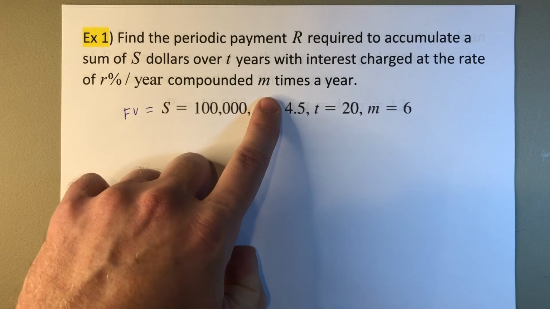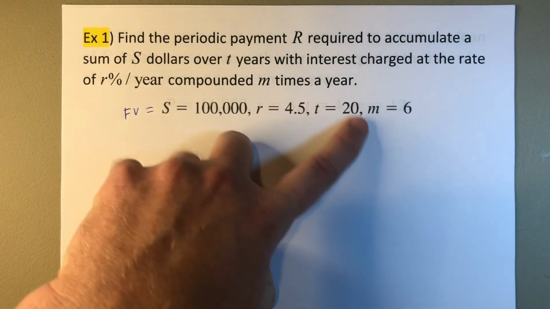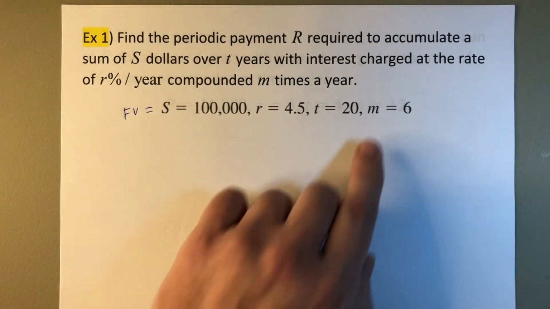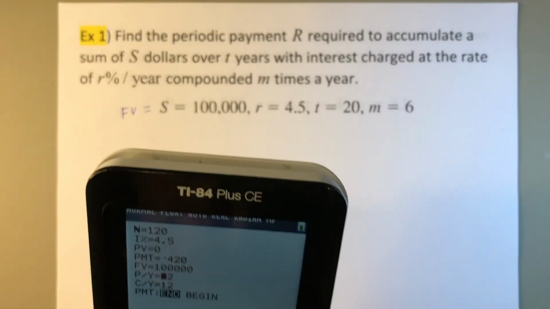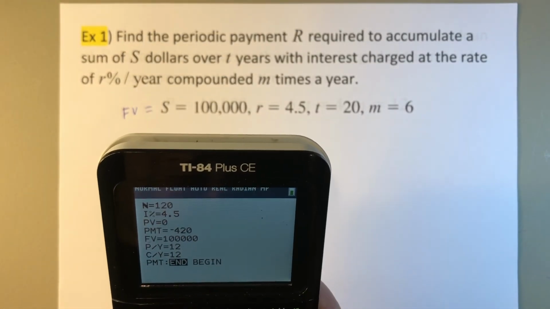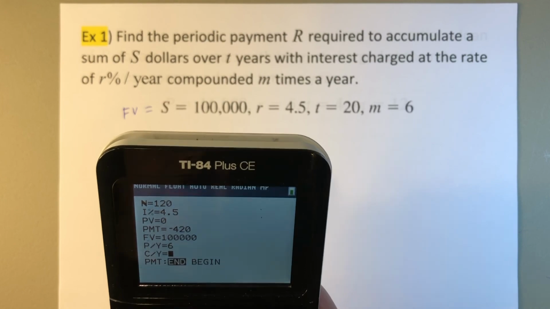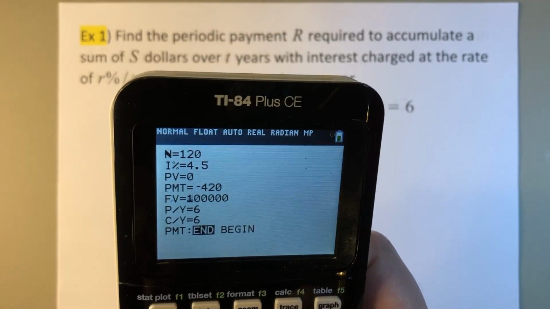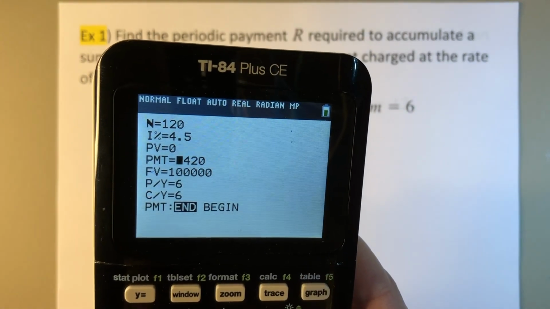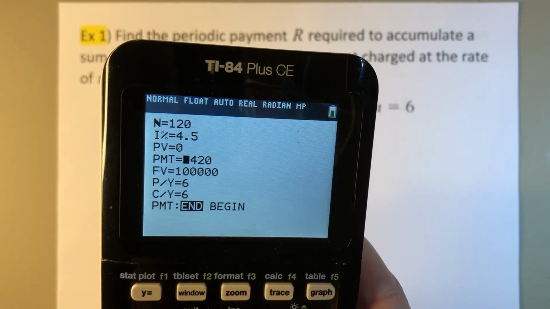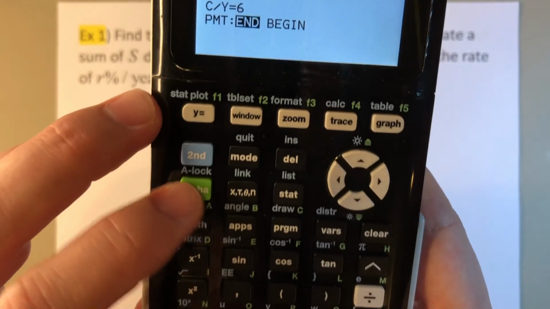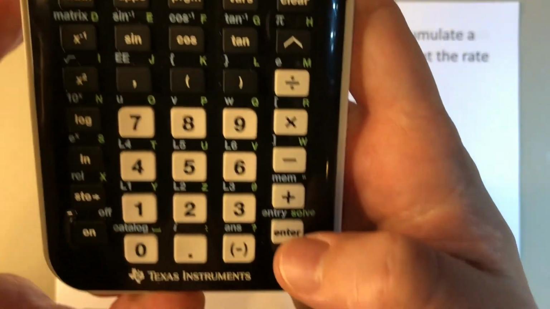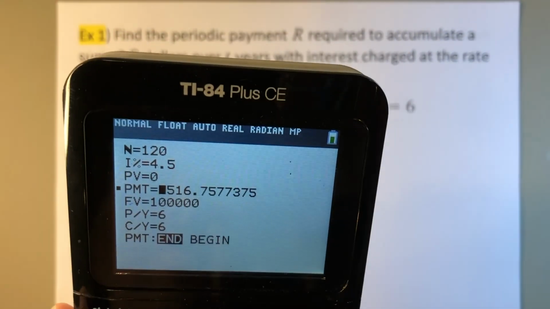And we're compounding M times per year. So that's what? 6 times per year. So every other month. Okay, so that's 6. All right. And then all we've got to do is move our cursor to what we're trying to solve for, which is the payment. And what do you think? You guessed it, alpha, enter. And that's what the payment amount should be.